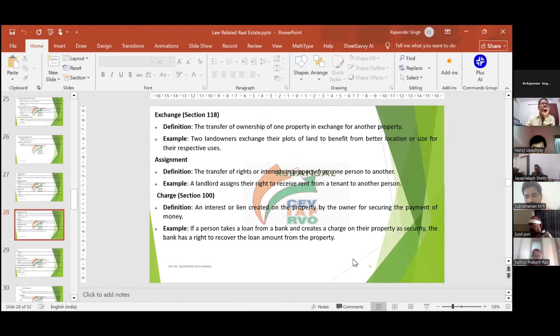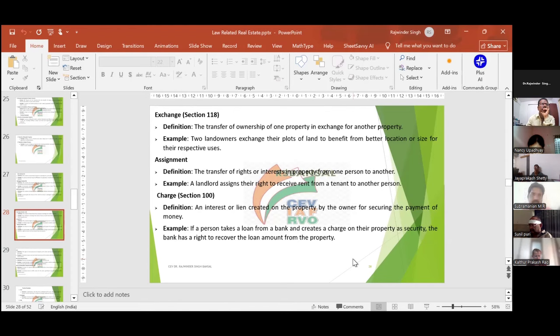So Mr. A gives his property to Mr. B, and Mr. B transfers another property to Mr. A in exchange of the property which was given by Mr. A. So the two landowners exchange their plots of land, benefit from better location for size of their respective areas for respective uses.